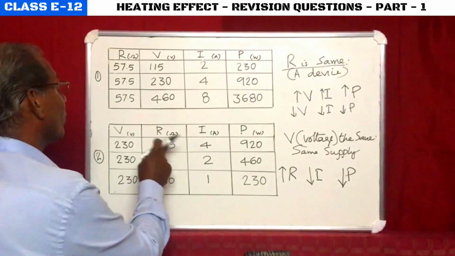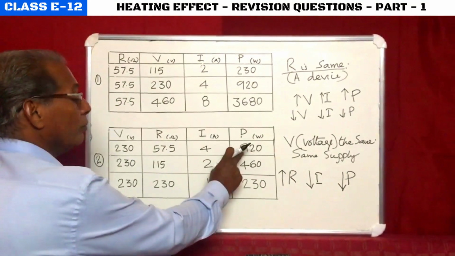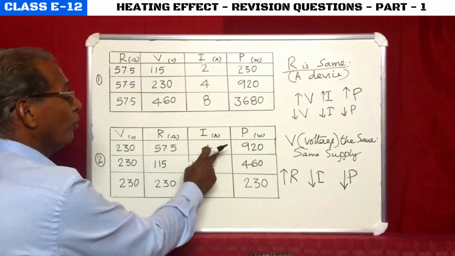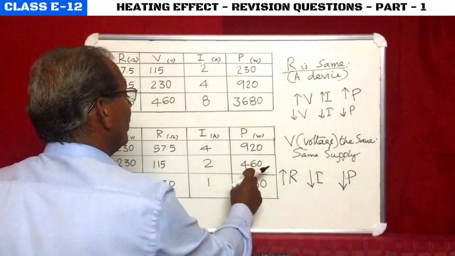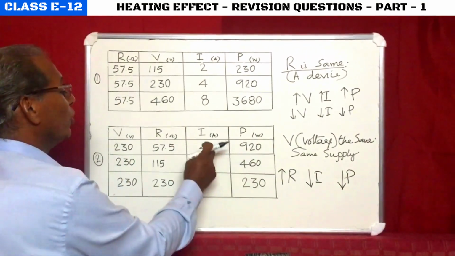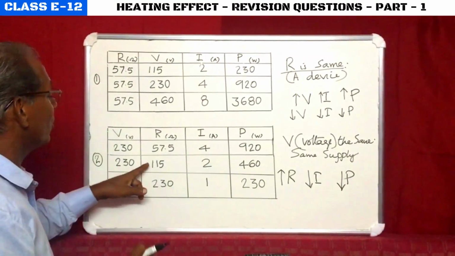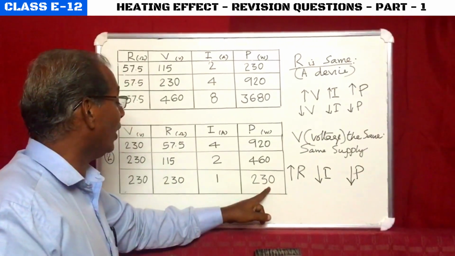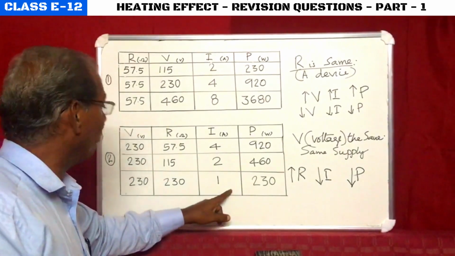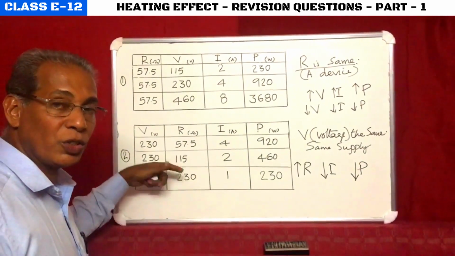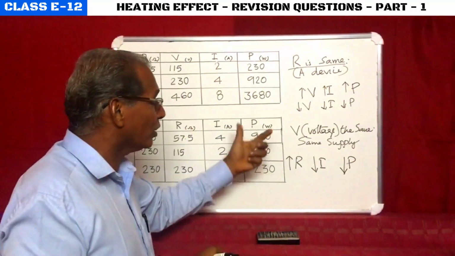So if it is a bigger wattage instrument or device, its resistance will be less, current will be more. Here power is 460, just reduced, so current also reduced, resistance increased. And here power is only 230, power is less, current will be very less, and resistance will be maximum, 230 among these three. So this type of relationship we will get.